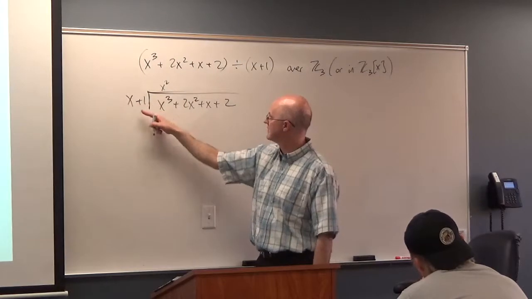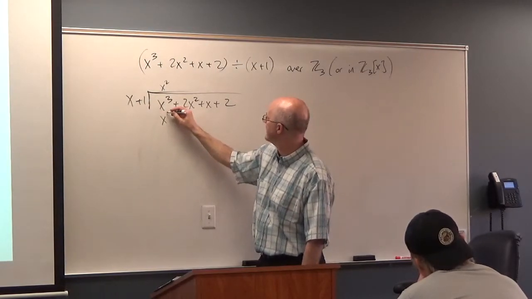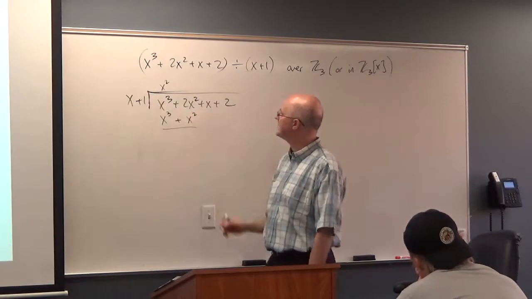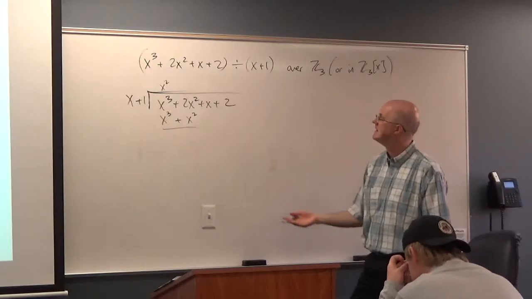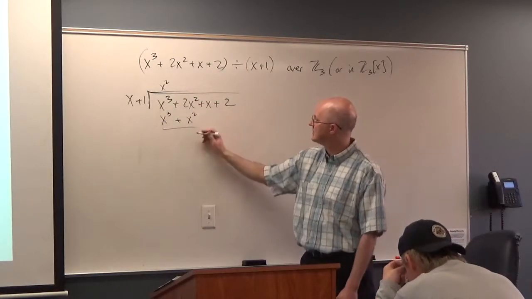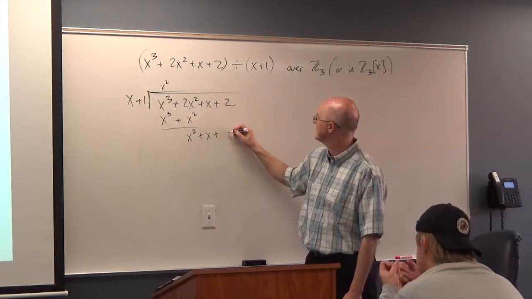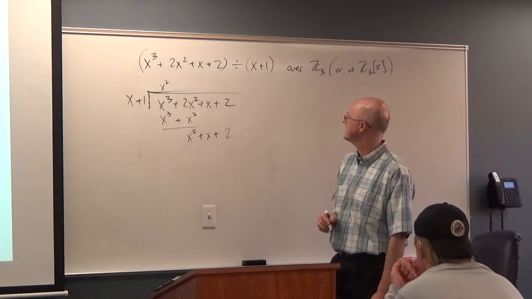Then multiply x squared times x and 1 and put the answer down here. X squared times x is x cubed. X squared times 1 is x squared. Subtract. We are going to do mod 3 arithmetic here. We subtract 2 minus 1 is 1, as usual. So nothing too unusual so far. Maybe the mod 3 arithmetic is kind of trivial here.